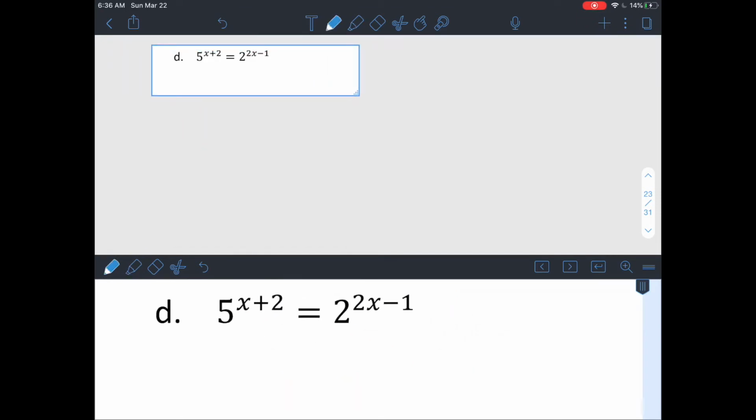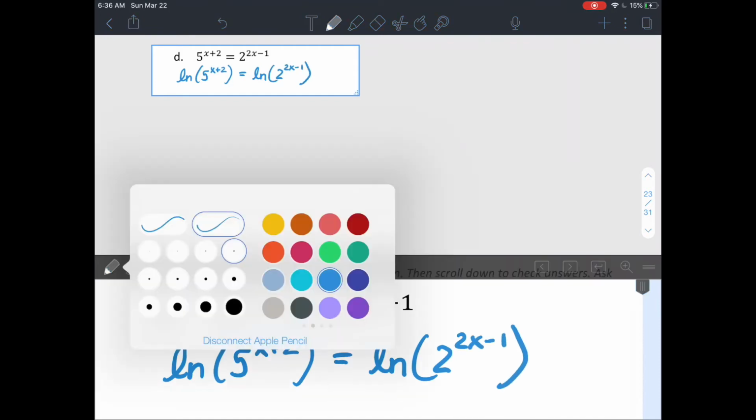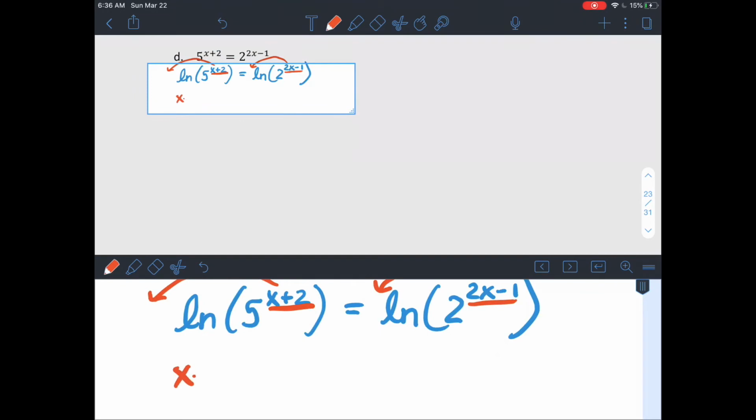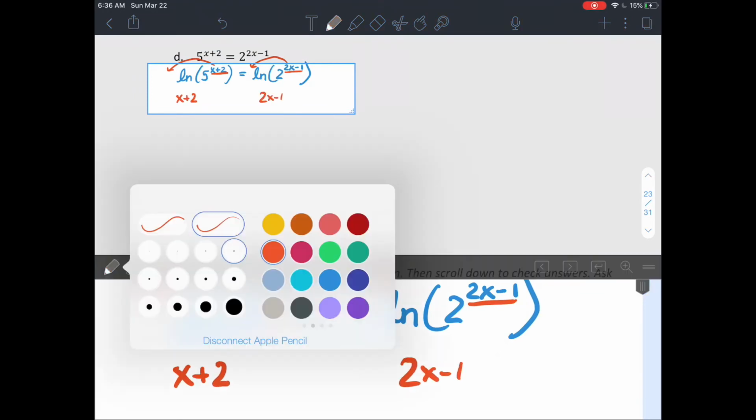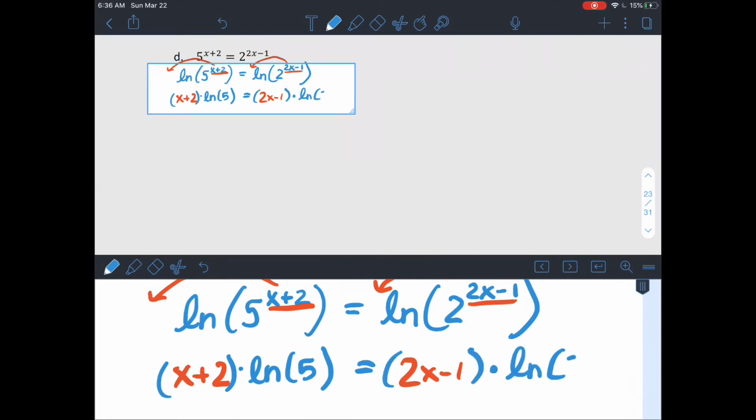Okay, this one's gonna get messy, but we can do it. You can't really do log base 5 or log base 2 because both sides of your equation have different exponential function bases. So we're just gonna throw it all out the window and do natural log of both sides. When you do that, use your property that allows you to bring your exponent out in front and multiply by it. So I'll have x plus 2 times natural log of 5 on the left-hand side, and 2x minus 1 times natural log of 2 on the right.